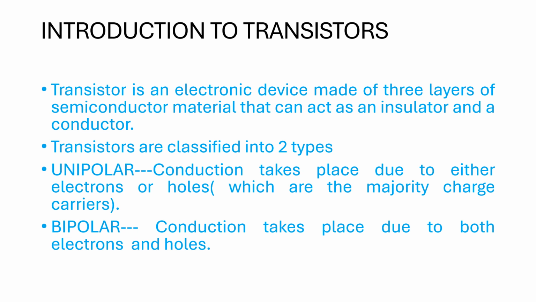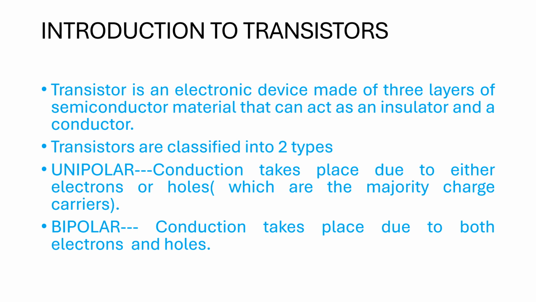Now we will see the definition of the transistor. The transistor is an electronic device made of three layers of semiconductor material that can act as an insulator and a conductor. Transistor is nothing but a back-to-back connection of two diodes. Two diodes back-to-back connection. And the transistors are classified into two types.